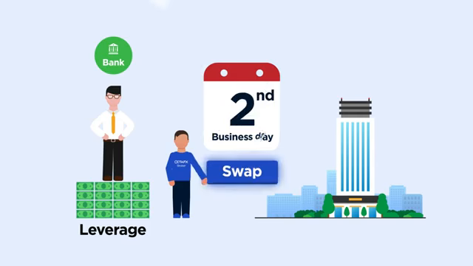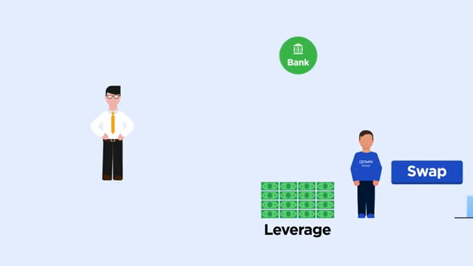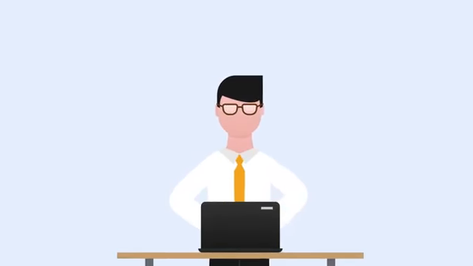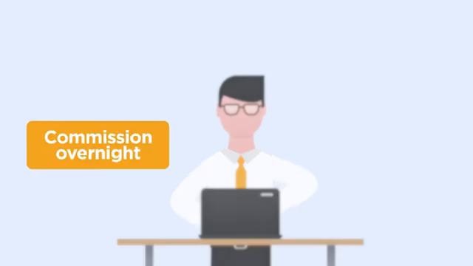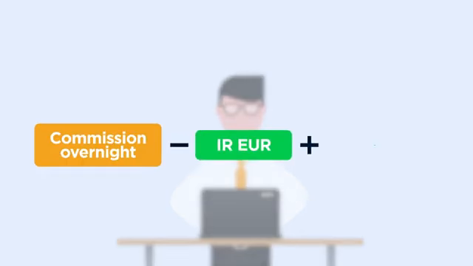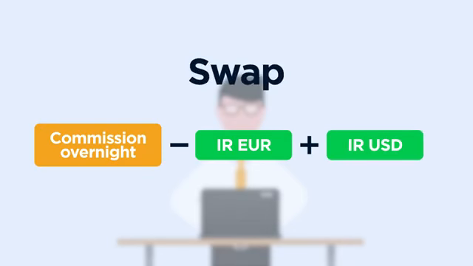But why does this mean the trader is obliged to pay? When a swap order is executed, the bank charges commission for using leverage and deducts the difference between the interest rate of the currency pairs you trade. If you bought a currency with a lower interest rate, you owe the difference to the bank. If you bought a currency with a much higher interest rate, the bank pays you.